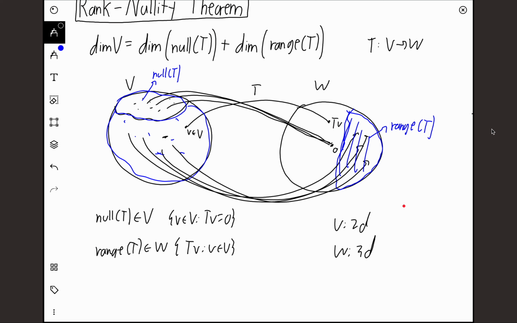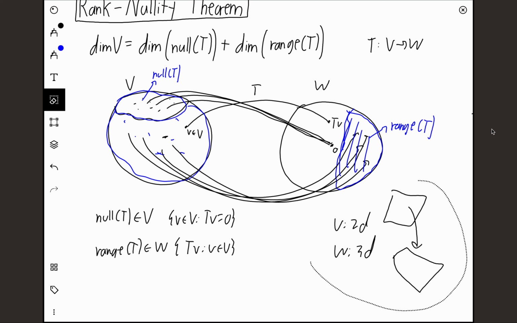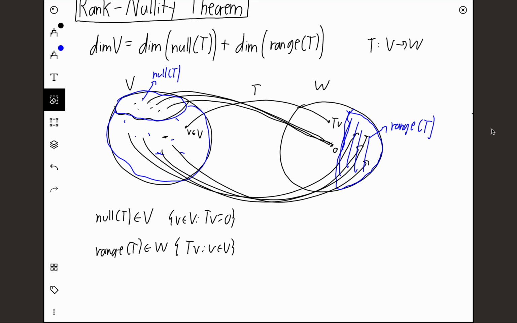Well, then we can have this 2D plane in V get sent into a different 2D plane in W, but we can never fill up the whole W. If W has a higher dimension than V, with a linear transformation from V to W, we can't fill up the whole W. So we can't really say anything about the dimension of W, but what we can say is that the dimension of V will equal the dimension of the null space plus the range. So the vectors either get sent to the 0 vector or they get sent into the range of T.